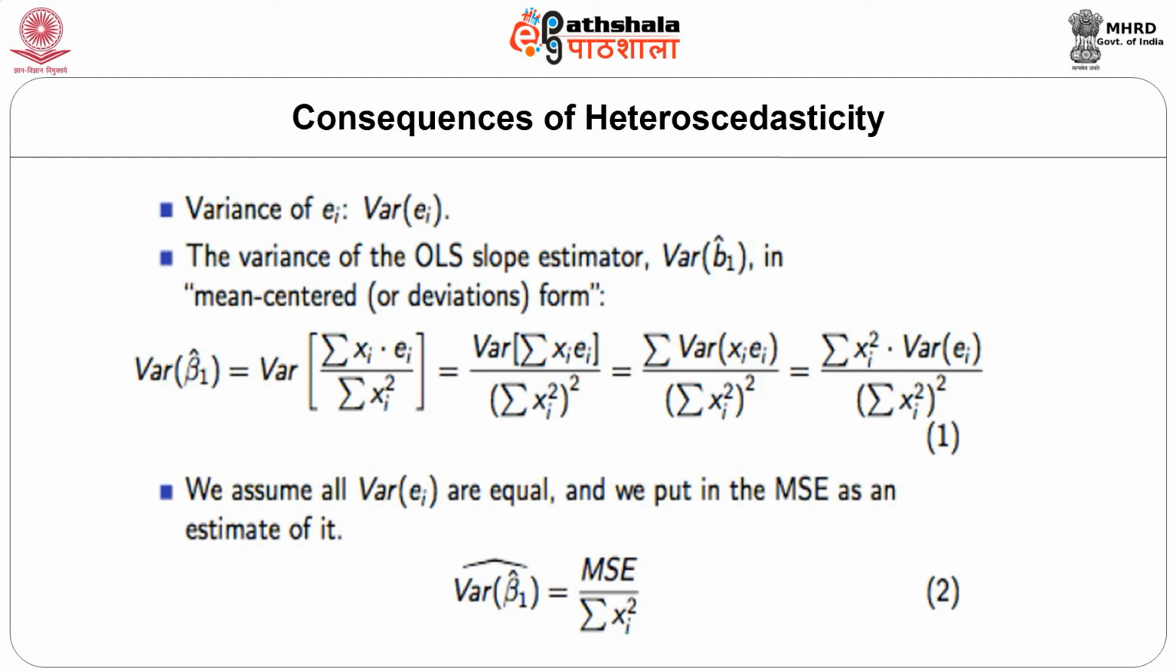This equals summation xi square times variance of ei divided by summation xi square whole square, because ei is the random term in this expression. Now, we assume that all the variances of ei are equal under the ordinary least square setup when heteroscedasticity is not present. In that case, we put the mean square error as an estimate of the variance of ei, and thus the estimate of the variance of beta 1 hat equals MSE divided by summation xi square.